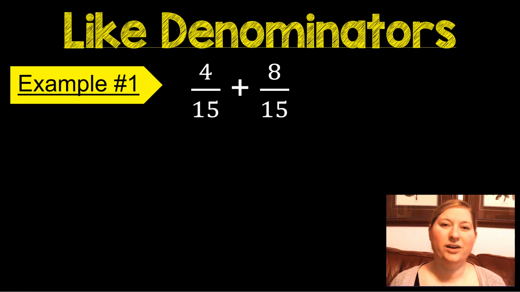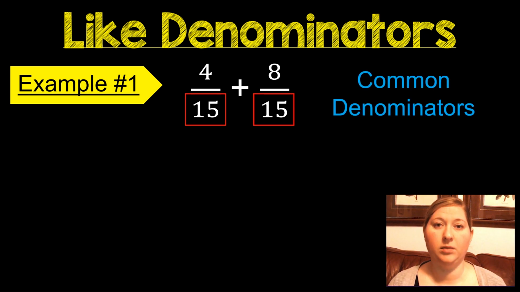Hi everyone, we are going to look at 5 problems that involve adding and subtracting fractions. So let's get into it. The first problem deals with 2 fractions that have like denominators. You can see it's 4 over 15 plus 8 over 15. Both denominators are 15. We also call that common denominators.